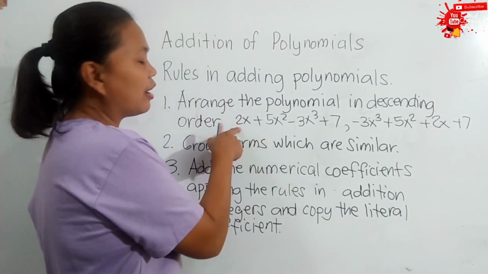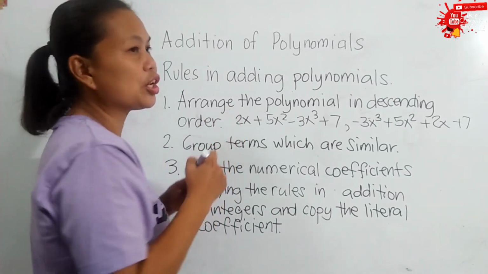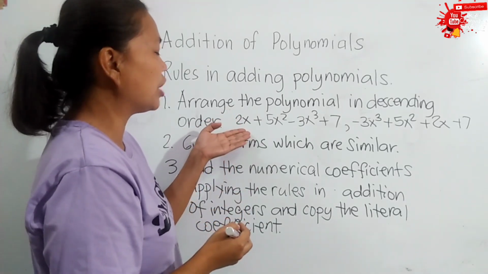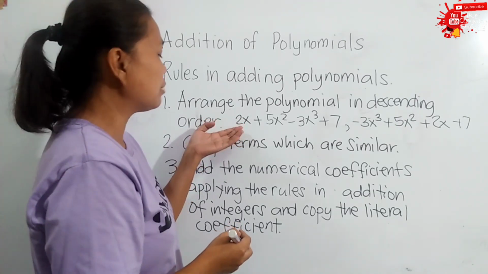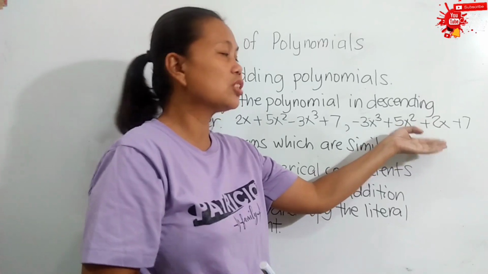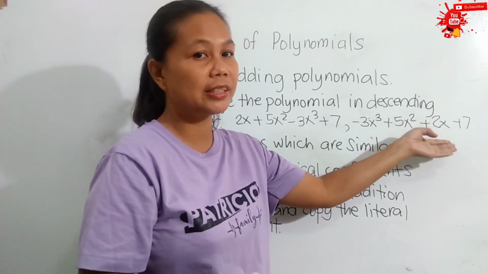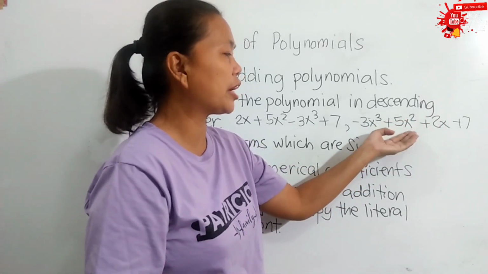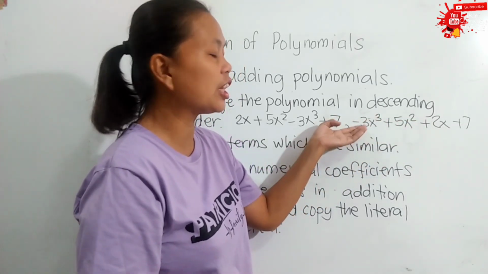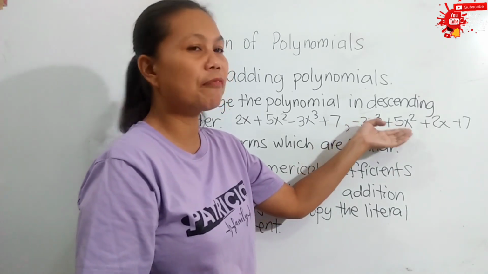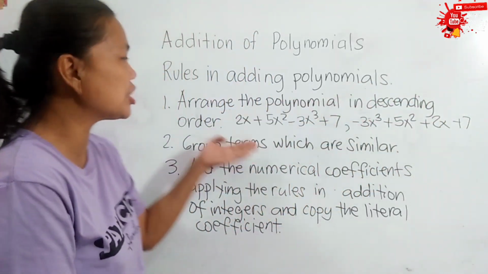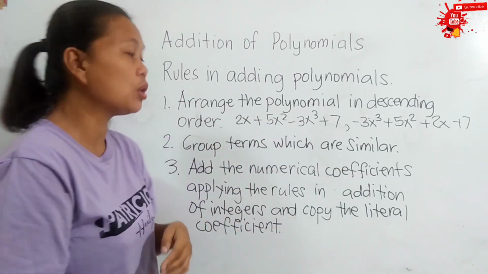Take note that we don't have a positive sign here. So if it is the first term of a given polynomial, no need to write the positive sign if it is positive. But if we are going to rewrite it in the middle, we need to indicate the sign of this term, because we have to separate 2x from 5x squared. So that's why it will become negative 3x cubed plus 5x squared plus 2x plus 7. So this is how we arrange the polynomial in descending order.